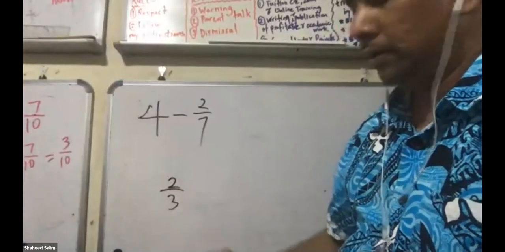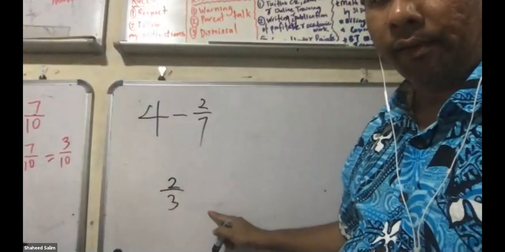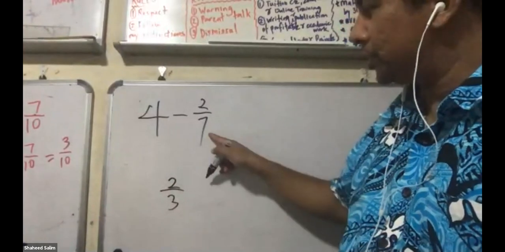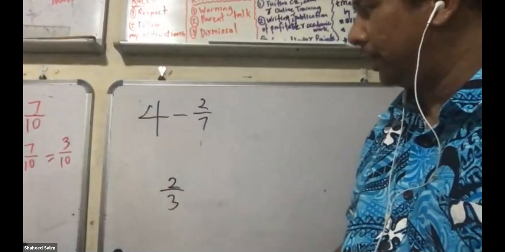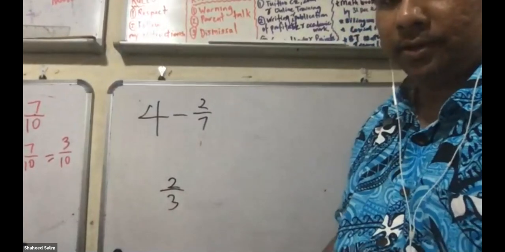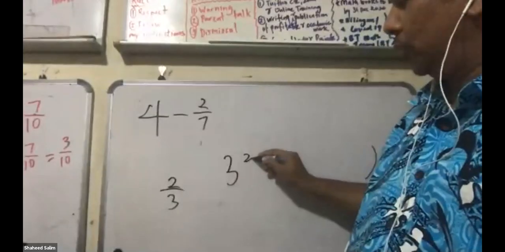Two out of 3. Like that. But this one is 7, no? Bottom is 7. How come we get a 3? 3 whole 2 out of 7.